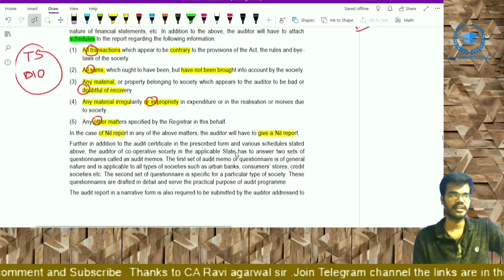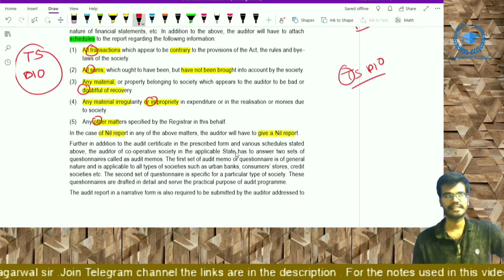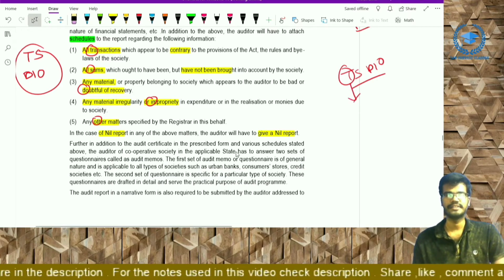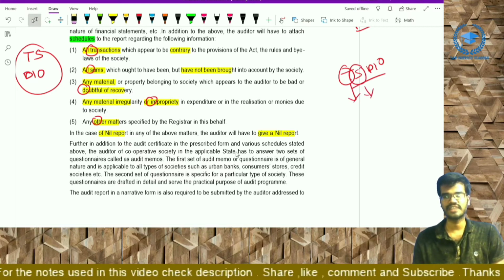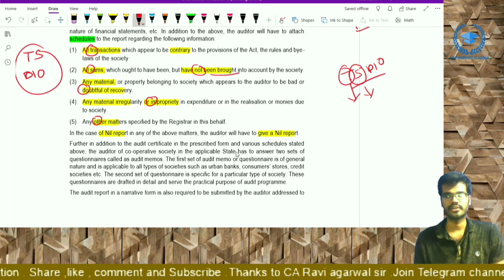We can have a shortcut here, TSDO. T means transactions which are contrary to the provisions of this act, the rules and bylaws, the auditor has to attach in the form of a schedule. And S means all the sums which ought to be recorded but not have been brought into the accounts. That is the second point.